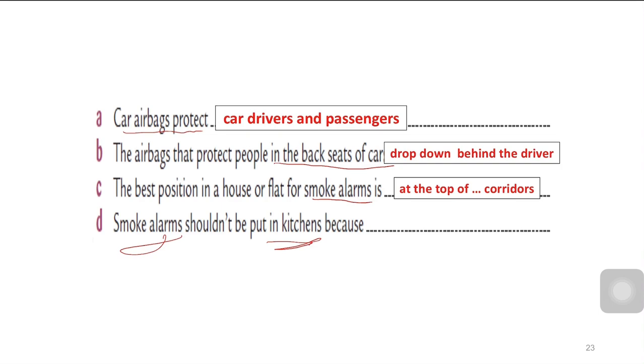What is the function of a kitchen? What is the thing that we usually do in the kitchen? It is cooking. And when we have cooking, then we have some smoke. So that's why we shouldn't use smoke alarms there, or they are going to give us false alarms, because they are so sensitive, and we have cooking.